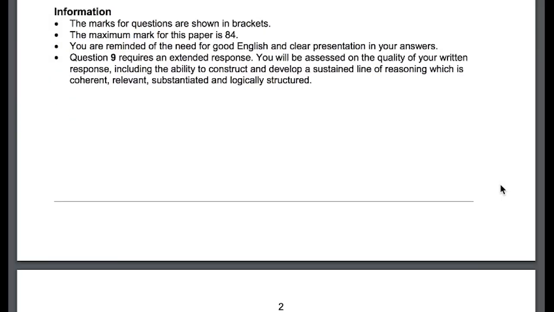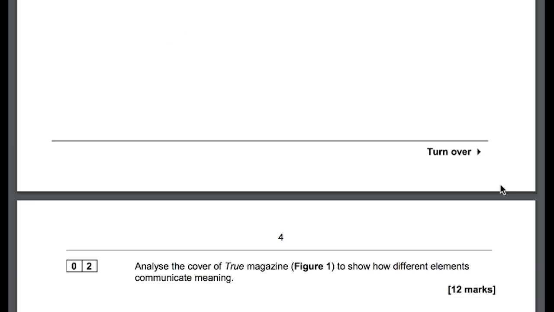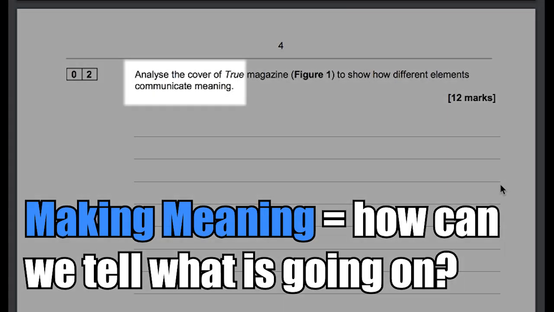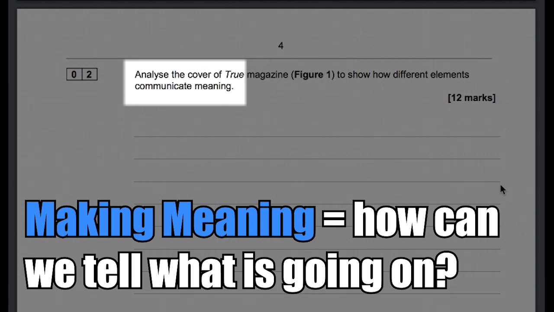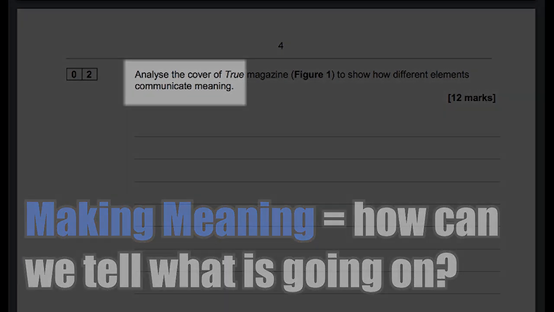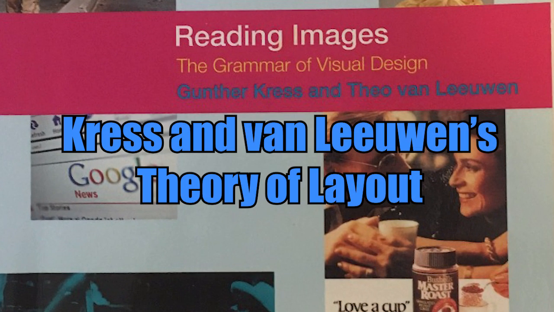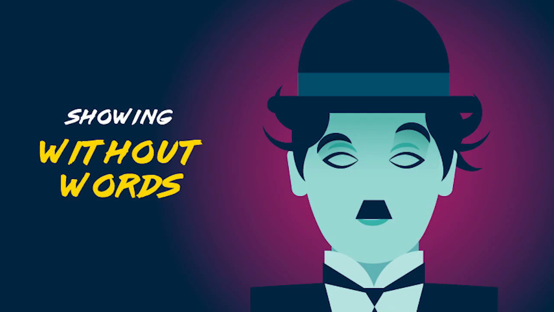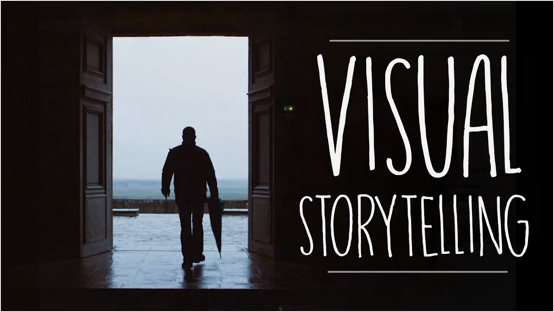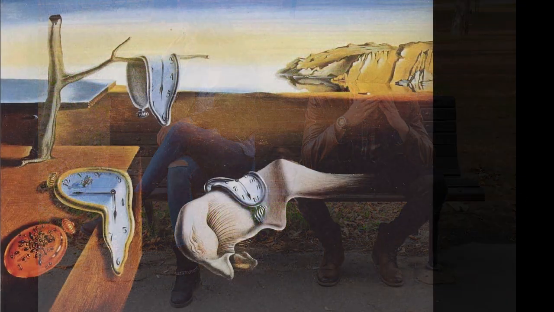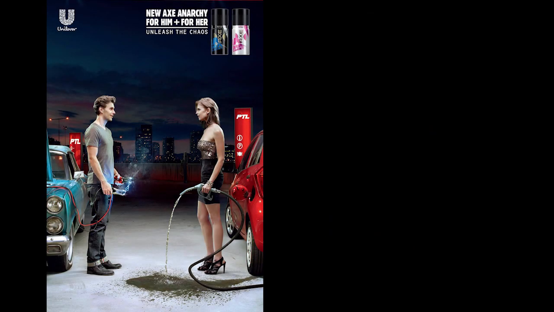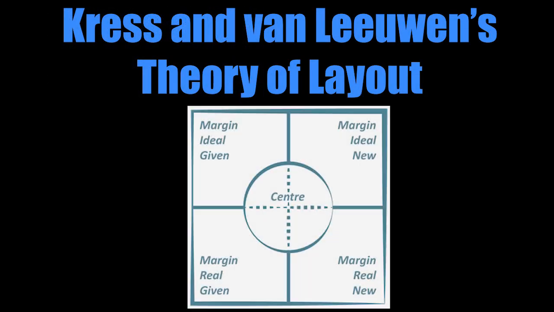One of the many things they sometimes ask in analysis questions is how the elements on the page make meaning. This is a fancy way of asking how we, the audience, can tell what is going on when we look at the page. One of the theories I often use to analyse print work is Kress and van Leeuwen's theory of layout. These guys looked at the ways in which images tell stories, analysing everything from classical art to modern day adverts. You can get pretty in-depth with this stuff, but the in a nutshell version is that the top left of the image is where you put the information that is most familiar and least threatening to the audience.